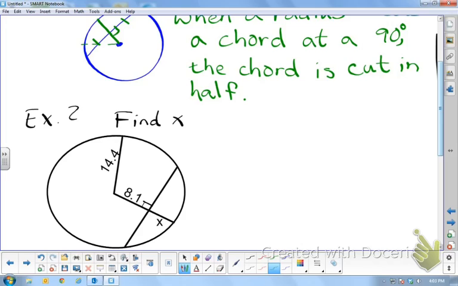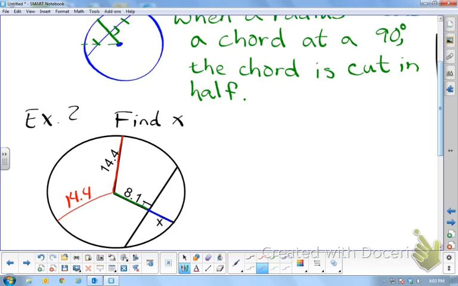Now the 8.1 is only this piece until we hit the chord. The x is after the chord until we hit the circle. And then we have our entire radius over here, 14.4. Well, in any circle, all the radiuses are the same length. Doesn't matter where we put it. If I drew a radius going this way, now we have a peace symbol. If I drew a radius going this way, that's also 14.4.